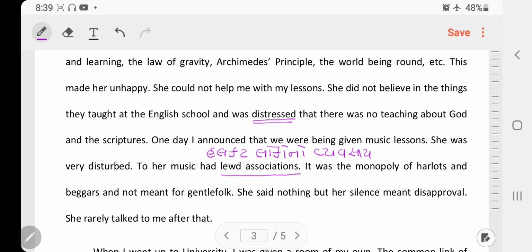He has been studying in an English medium school. He has been learning English words. He has been learning the subject of science, laws of gravity, Archimedes' principle. Everything is different. She was distressed a bit. But when she learned that this boy has been learning music also, it was unbearable for her. She stopped talking to this person, her grandson. She rarely talked to me after that.